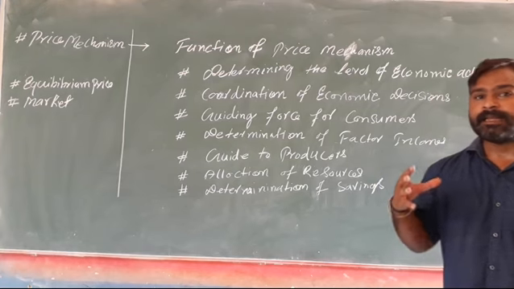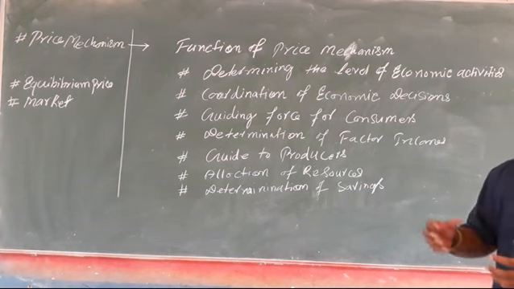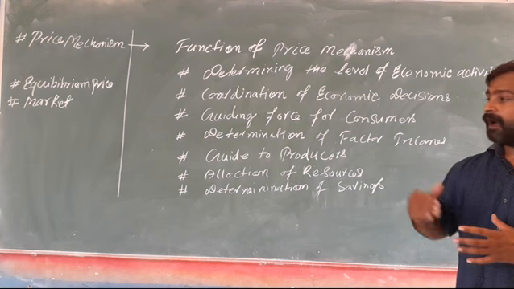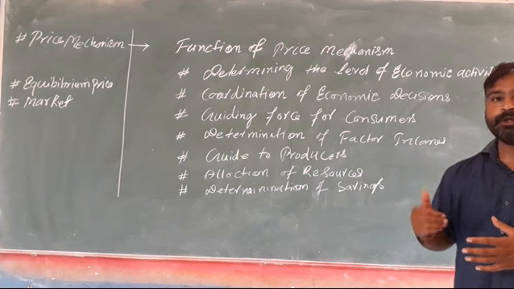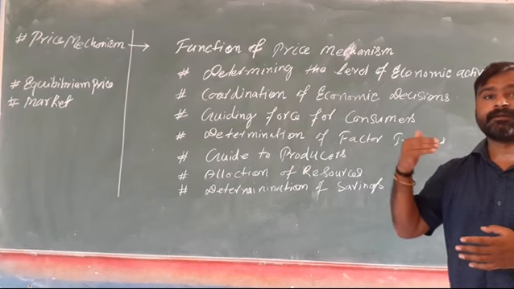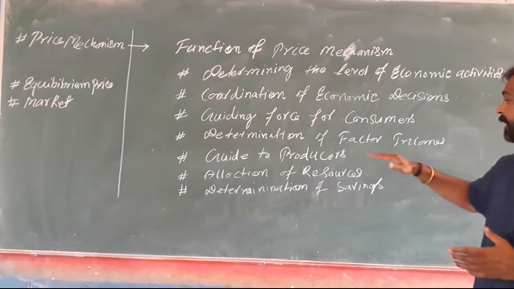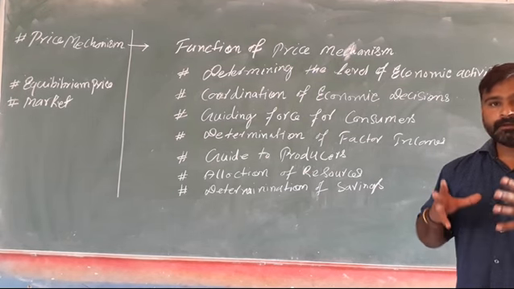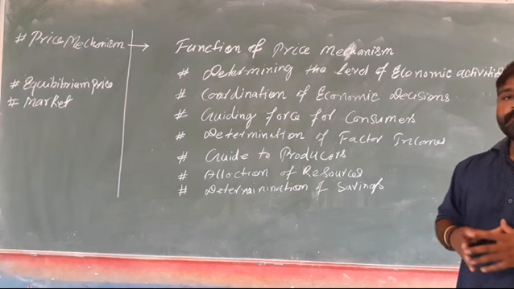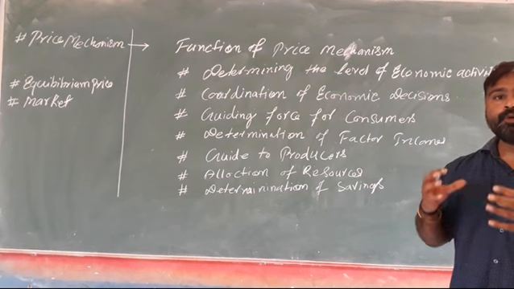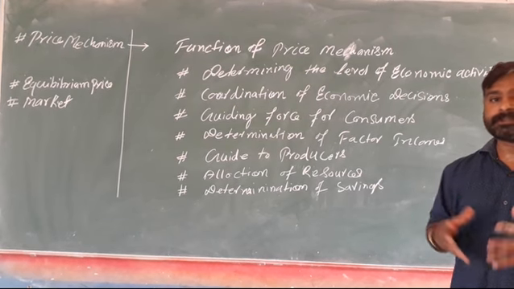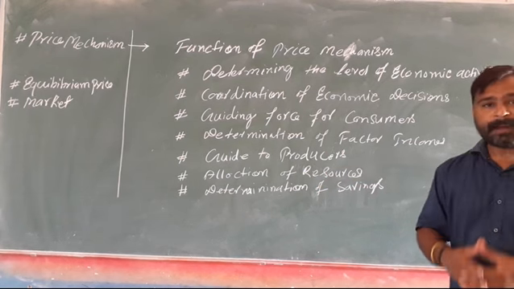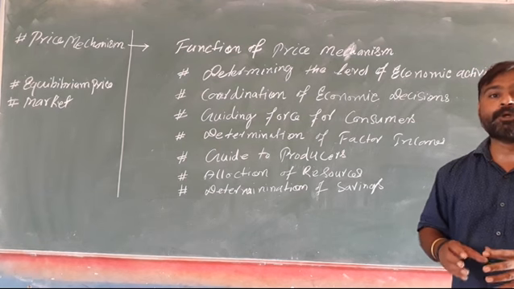Factor income is the remuneration for labor services, the services which are provided by the people for earning money, or the remuneration which is paid for the factor services. That is known as factor income. The factor income is determined by the price mechanism for the people who are performing factor services. Next is guide to producer. The price mechanism also helps to guide the producer.